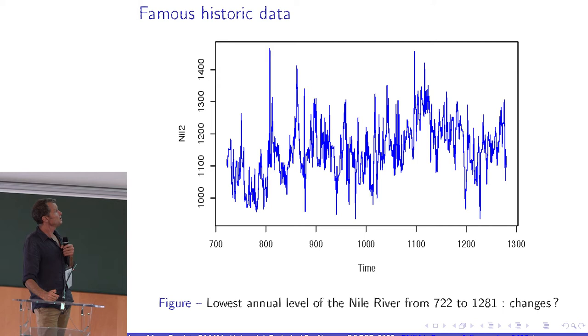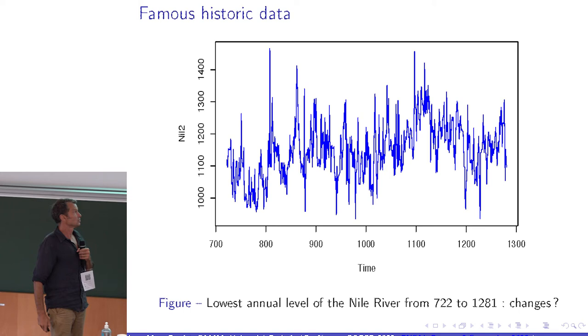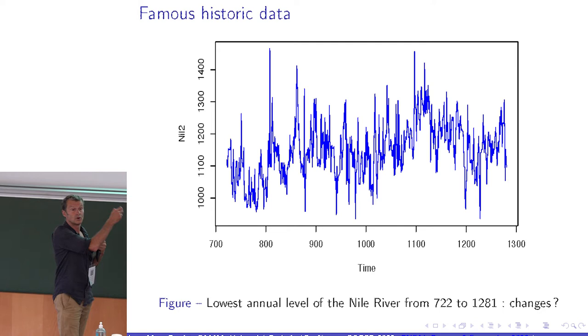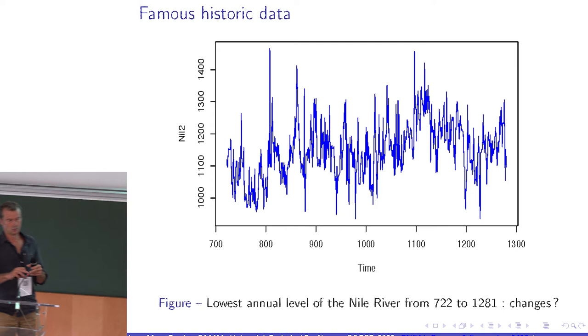Another question could be, if you consider some very famous and historic data such as this one, the lowest annual level of the Nile River, how many changes could there be? I'm going to show you a procedure for estimating the number of changes, the different places of changes, the different values of changes, but in such a case, the answer will be zero. Zero changes we will find after.